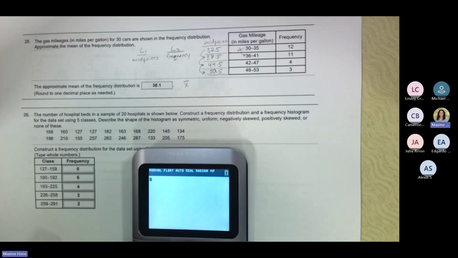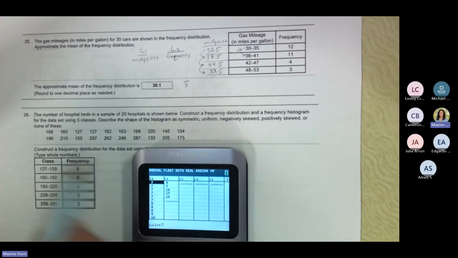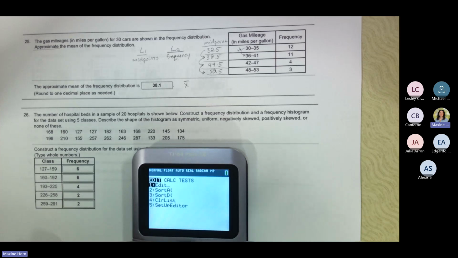if you're taking this test by hand, they may not give you this, right? They may not give you what the classes are. You might need to come up with the classes, okay? So in order to do that, you might plug all of these numbers into stat edit, into list 1, and then you might have it sort. So you would go stat, arrow down to sort, and then you would tell it to sort list 1. And then you would go back and look at that.